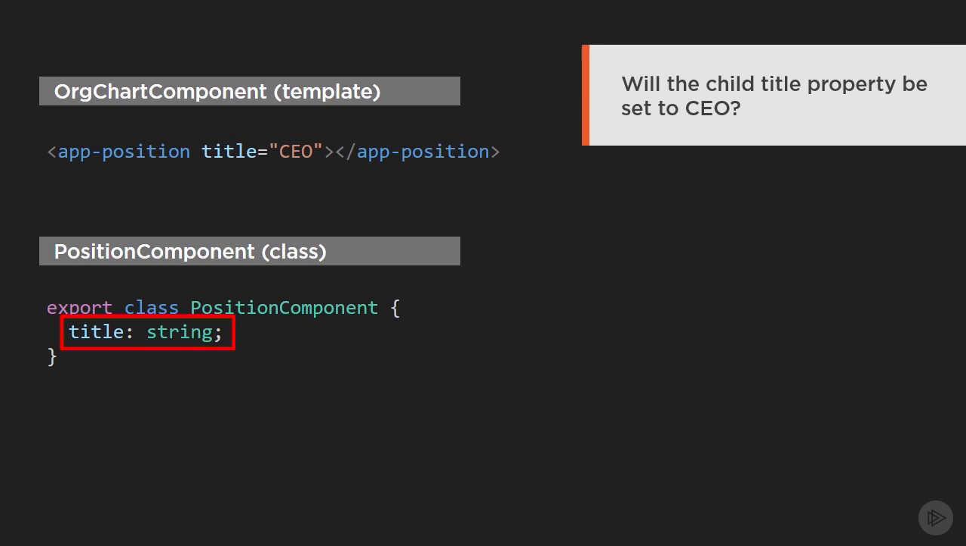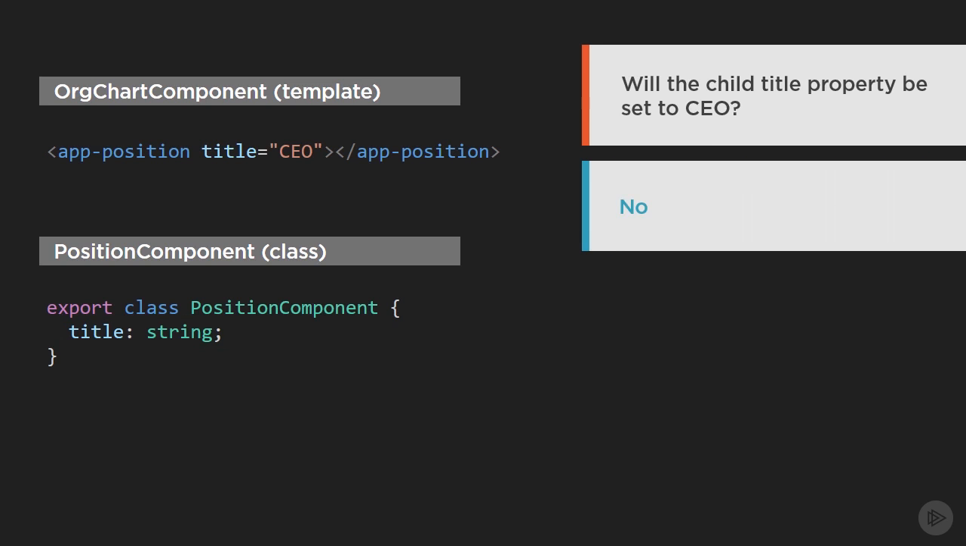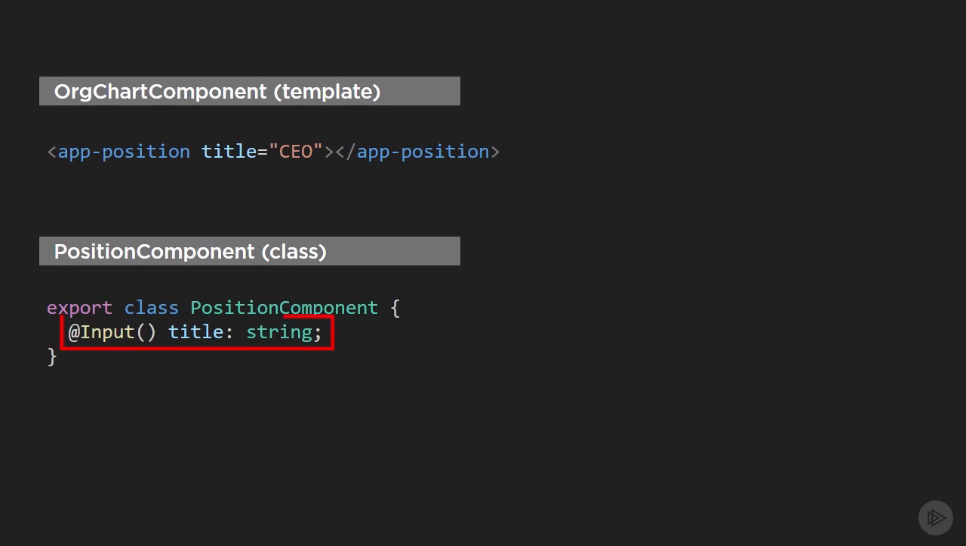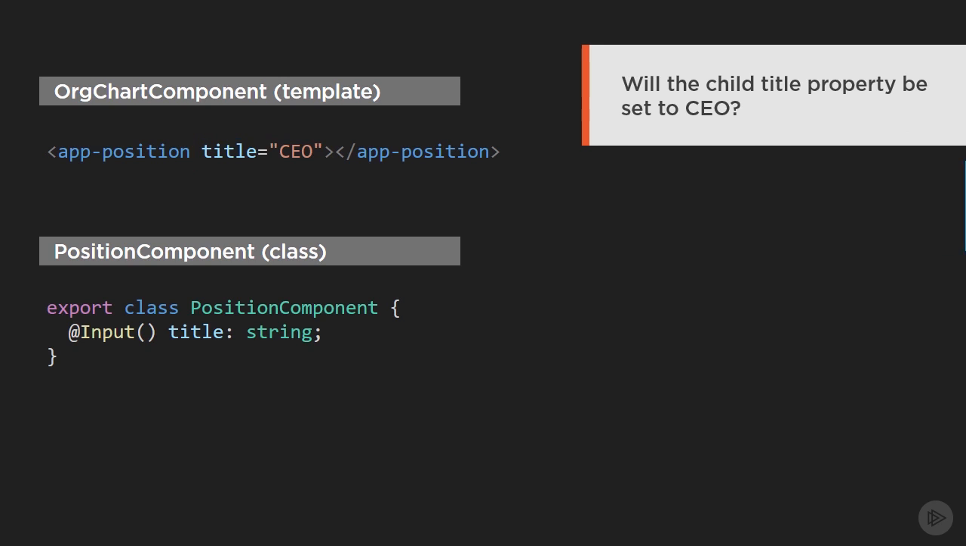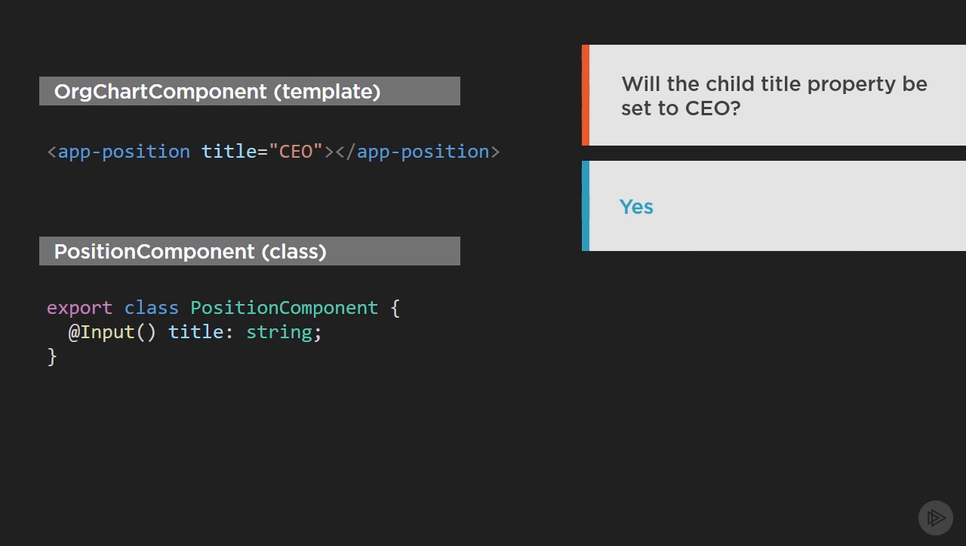Will the child title property be set to CEO? No, it won't. We need to use a decorator. And in this case, you can see we're using the @Input decorator on title. And by specifying @Input, this allows our title value to come through. Will the child title property be set to CEO? Yes, we're doing everything properly now. Our parent can communicate to its child by setting title equal to CEO right here.